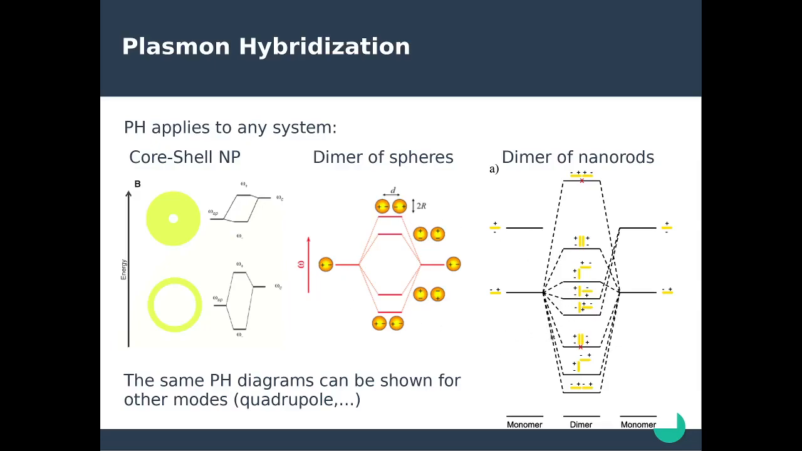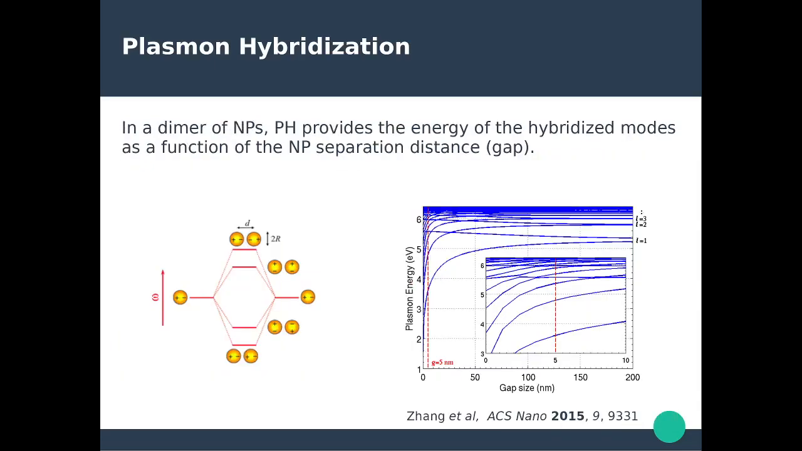So this is only for dipoles, but of course this is more general, and this can be extended to other modes like quadrupoles and other modes, although the interpretation would be more difficult. If you take the case of a dimer, you can also look at how those modes evolve when you change a given geometry. If you have two nanoparticles with a certain separation distance, then you can calculate the energy of this bonding and anti-bonding mode.